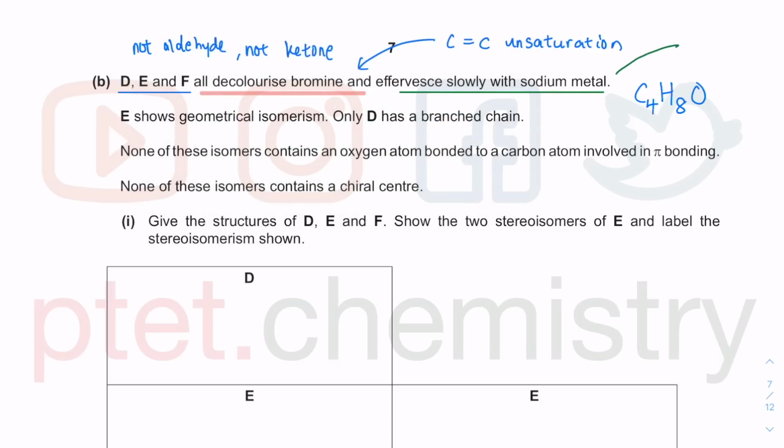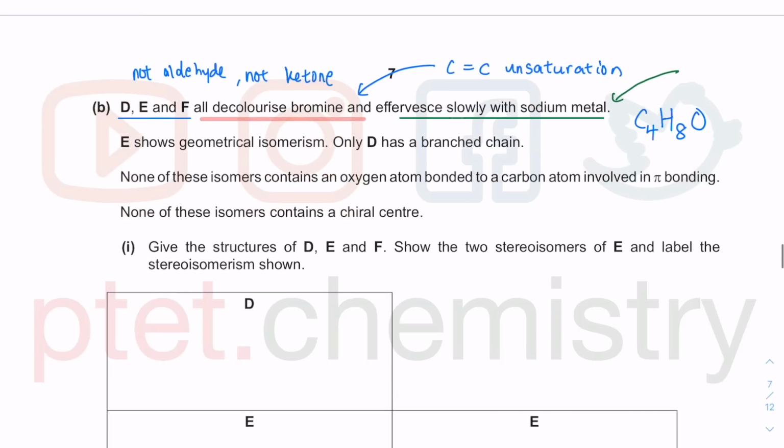with sodium metal. So this is with sodium metal, which is a reactive metal, and there is an OH group. So are we sure that it could be carboxylic acid? Yes, but it could also be alcohol, because alcohol can react with sodium as well to give you hydrogen gas. Carboxylic acid can react with sodium to give you hydrogen gas as well. And what do we know? E shows geometric isomerism. Geometric isomerism is your cis and trans.